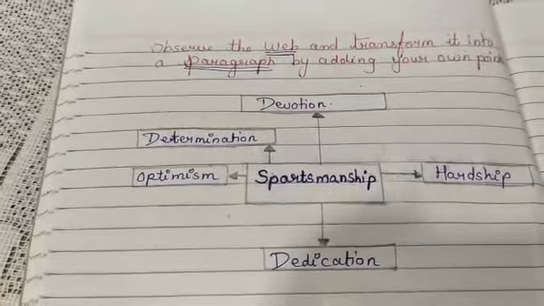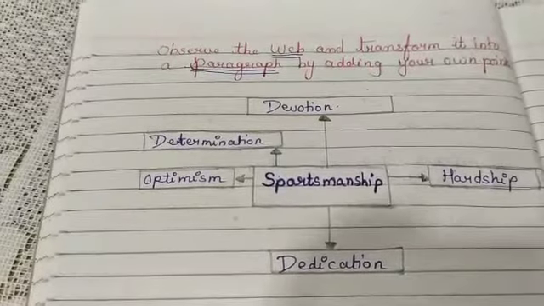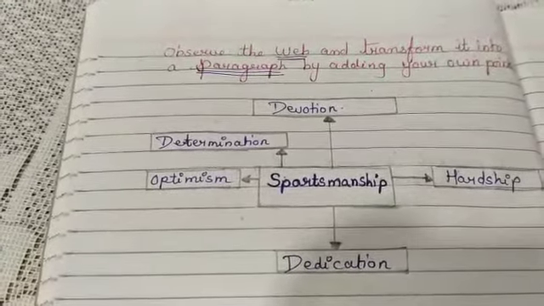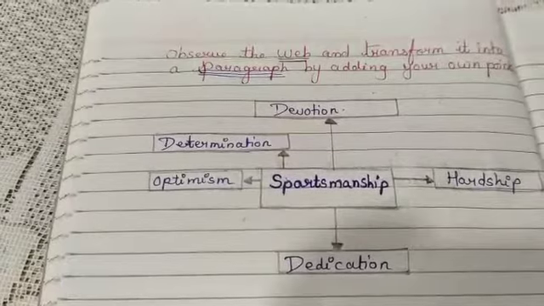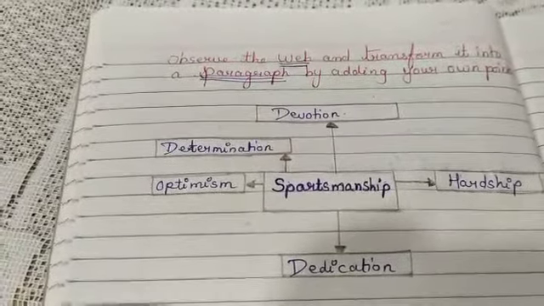Children, it is in the form of a web diagram. Very few words are there in this. Obviously, you will have to add your own points. You just cannot write devotion, determination and so on. You need to add your own points to it.